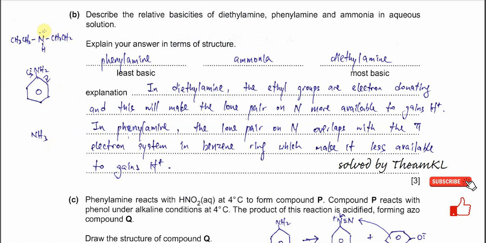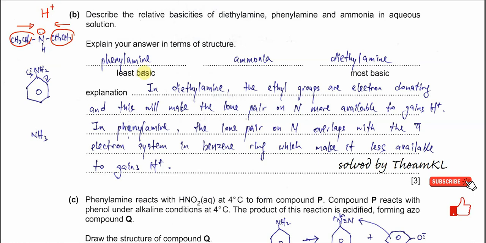The basicity depends on how available the lone pair on the nitrogen is. We know that the ethyl group is electron donating, so it will donate electrons to the nitrogen and make the lone pair more available. When this lone pair is more available, it's more likely to react with H+. So therefore, it's the most basic amine.